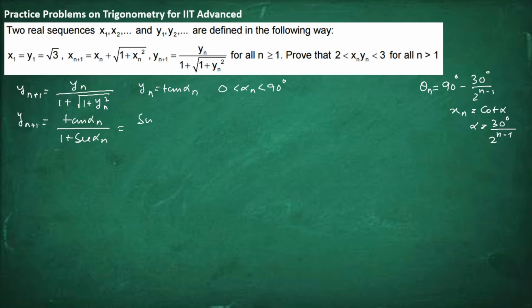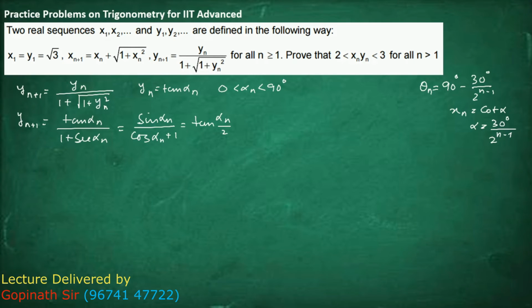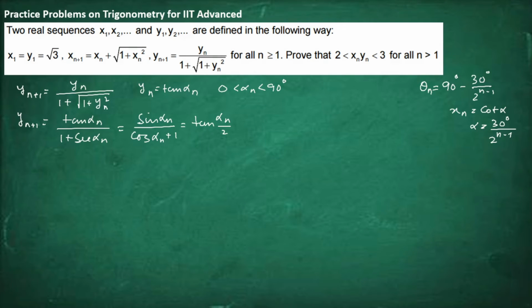So that gives us sin alpha n by cos alpha n plus 1, which gives you tan alpha n by 2. Have you understood this? Because sin alpha n can be written as 2 sin alpha n by 2 cos alpha n by 2, and 1 plus cos alpha n can be written as 2 cos square alpha n by 2. So we are getting tan alpha n by 2. Is it clear? So yn plus 1 is tan alpha n by 2.